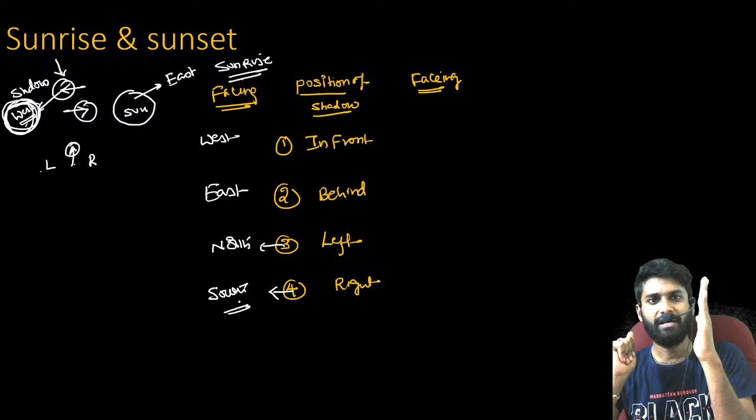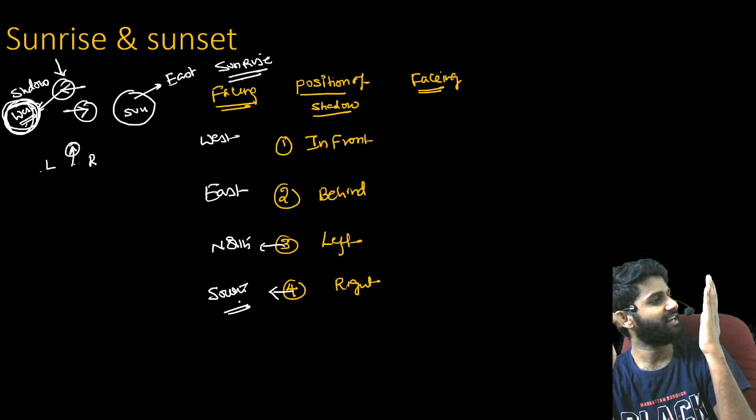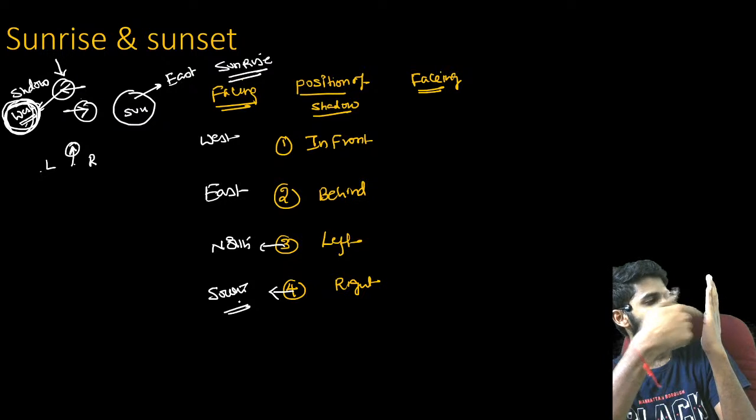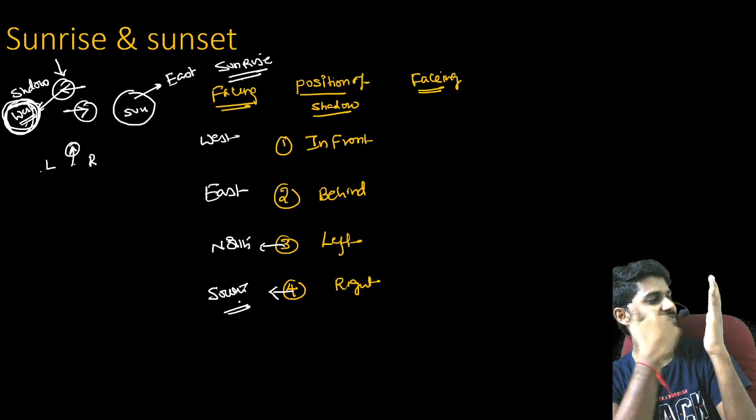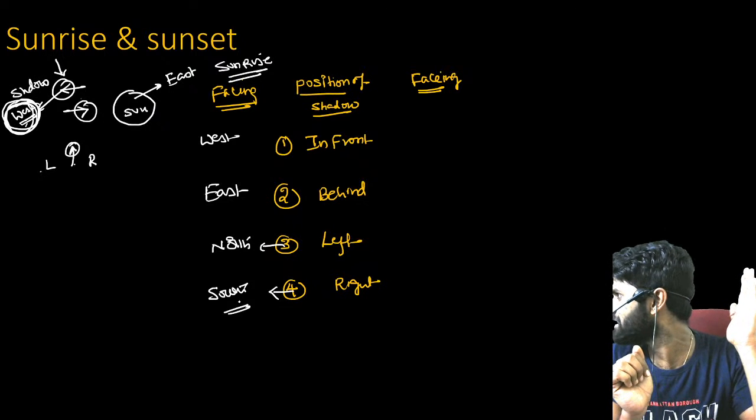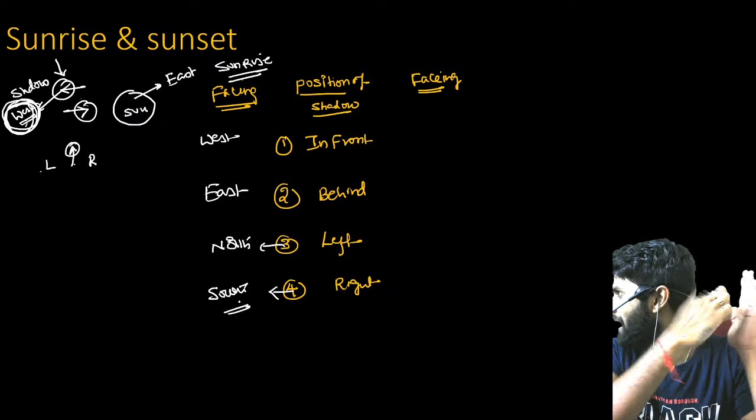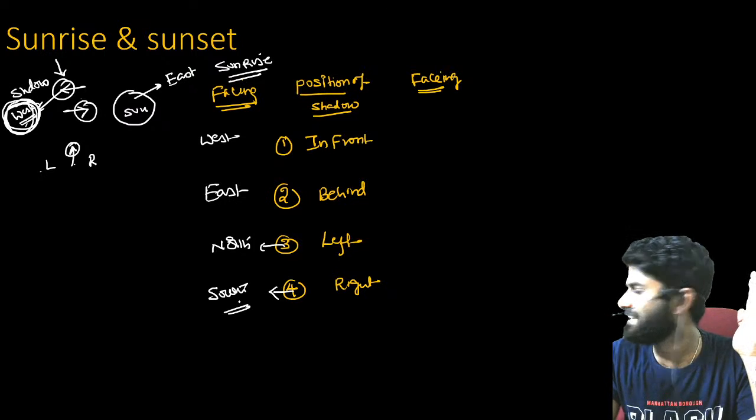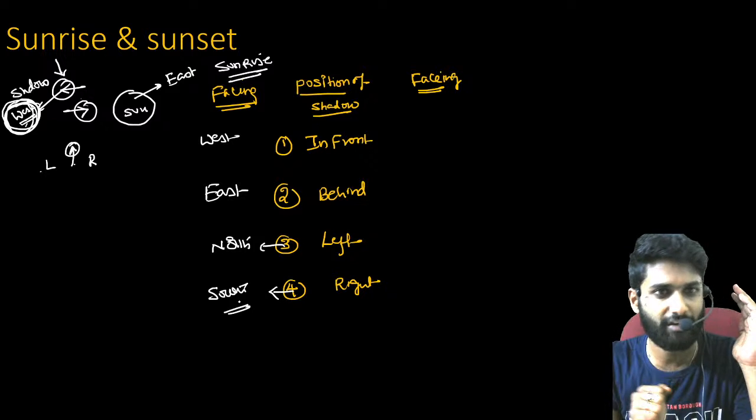What is the first question? I just confirmed that this is the shadow position and this is the sun position. Question number one: shadow is in front of myself. Shadow is in front of myself means I was in this direction. Now I am facing west. Shadow is behind myself means I was facing like that. Shadow is behind myself means I was facing exactly east.